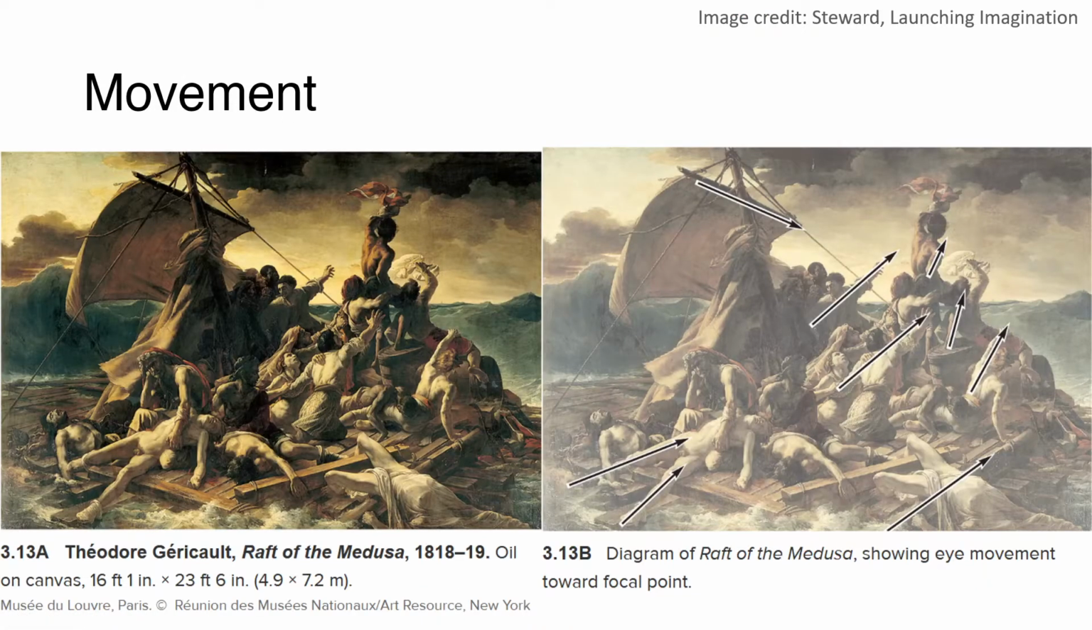Right. So the next unifying force is going to be movement. Movement within composition is very important. In this work that we looked at before, Théodore Géricault's Raft of the Medusa, Géricault used a pattern of diagonal lines to direct our attention to a single point, which is this guy right over here. And this guy is working as a focal point.